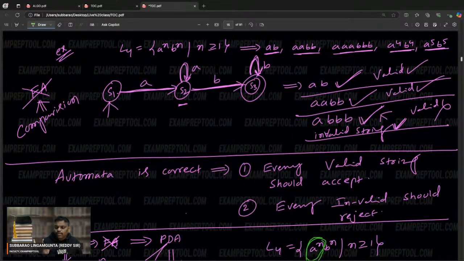So A's comparison means two people required. Until the second one comes, the first one has to wait. Where do you wait? In some data structure, which is nothing but a stack. So take the stack. Whenever A's are coming, push. Whenever B's are coming, then you can pop. Popping is nothing but comparing. B coming, top of the stack is A, pop. B coming, top of the stack is A, pop.